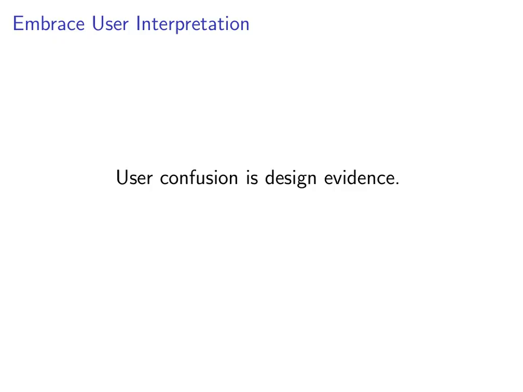They show us where labels are unclear, where actions are hidden, where feedback is weak, and where our assumptions were too narrow. If many users predict the same wrong outcome, the design may be teaching the wrong mental model.